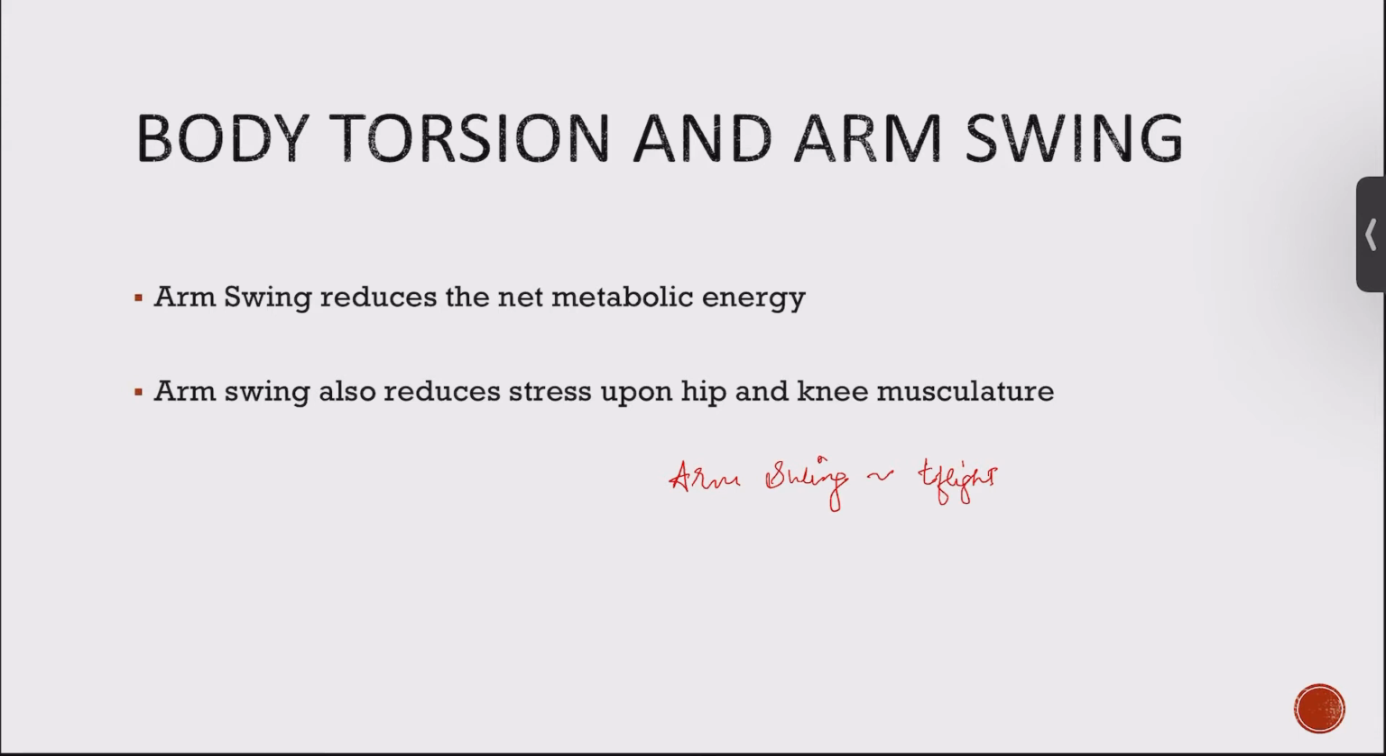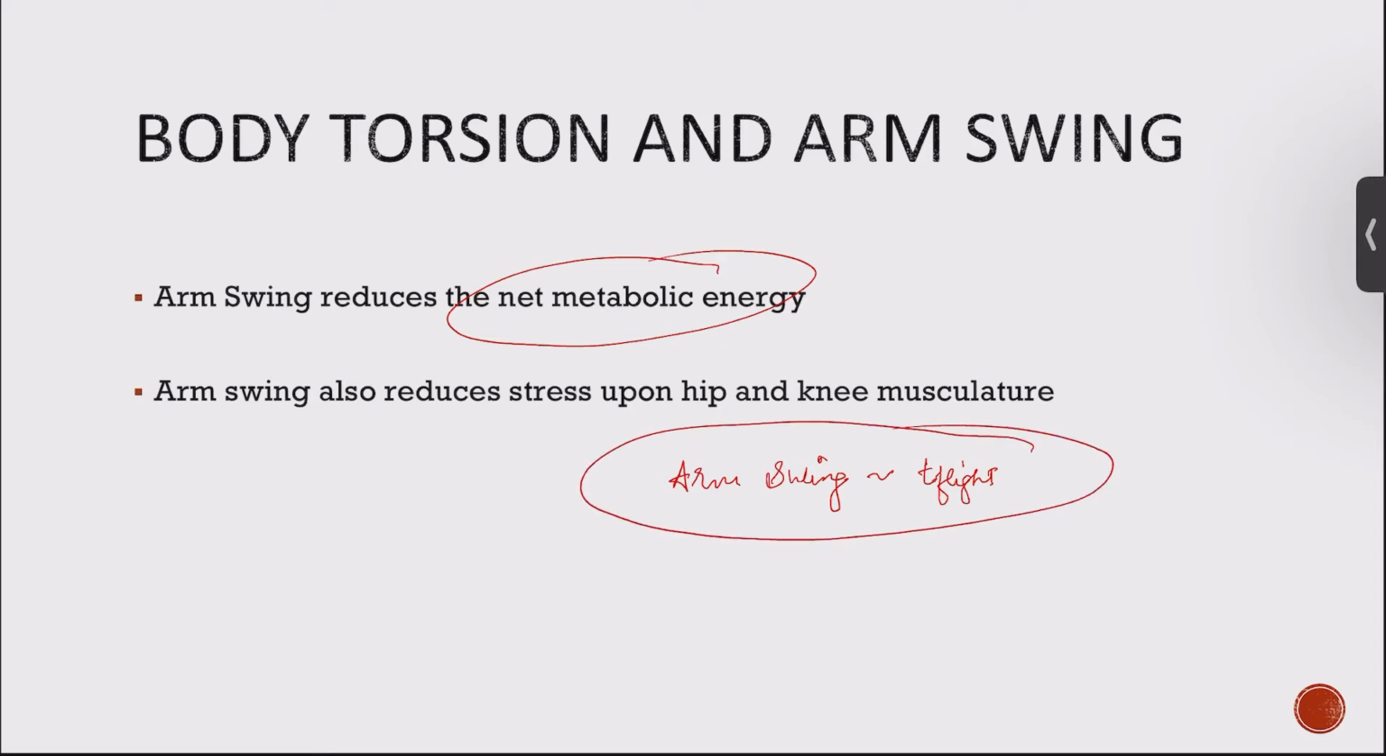Body torsion doesn't make much of a difference because it is in line with the body center of mass. But arm swing reduces the net metabolic energy, and arm swing also reduces the stress upon the hip and knee musculature. And it is said that arm swing is directly proportional to the time of flight. So the more the arm swing, the better the time of flight and your running performance.